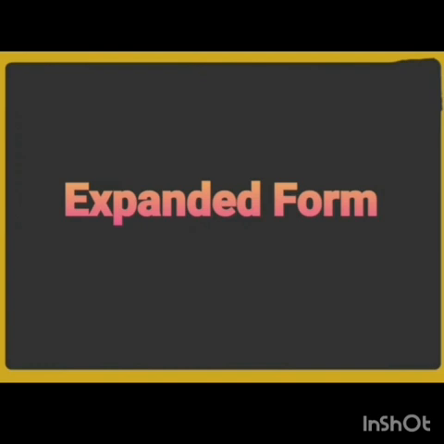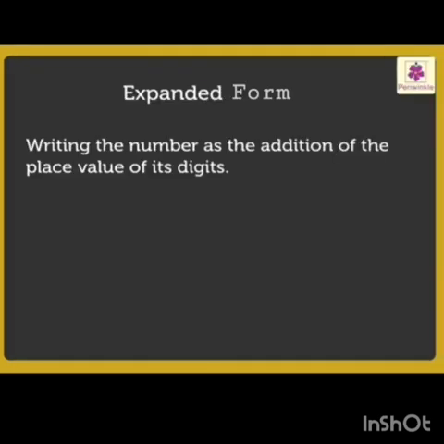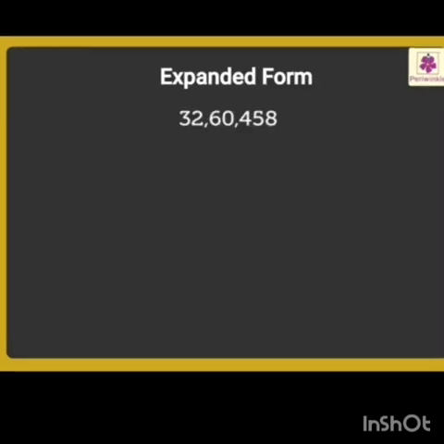What is the expanded form of a number? Writing the expanded form of a number means writing the number as the addition of the place value of its digits. Let us write the expanded form of the number 32,60,458.